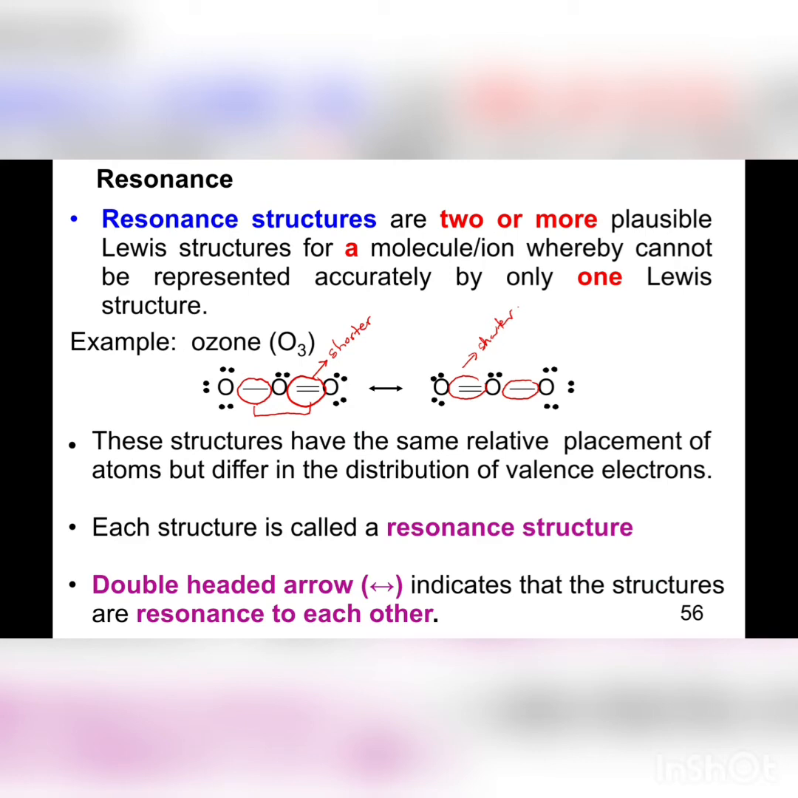According to resonance theory, the oxygen double bond in both structures is not fixed, or we call it not localized. It means that the electrons can shift between these three oxygen atoms. Therefore, the position of the double bond will change, so this is called resonance structure. The double-headed arrow represents that these two Lewis structures are resonance of each other.